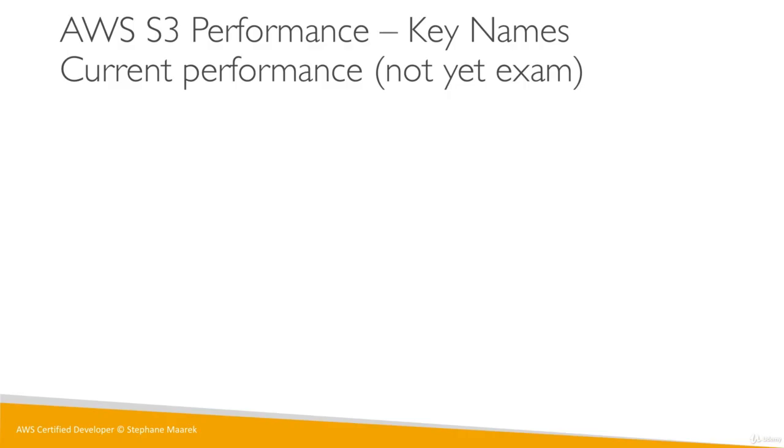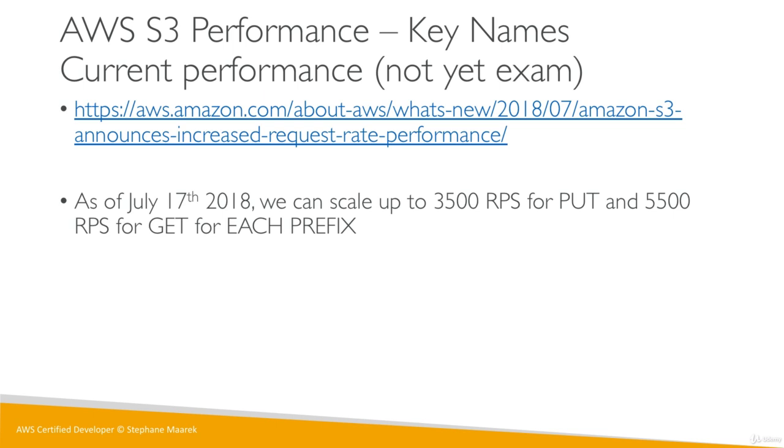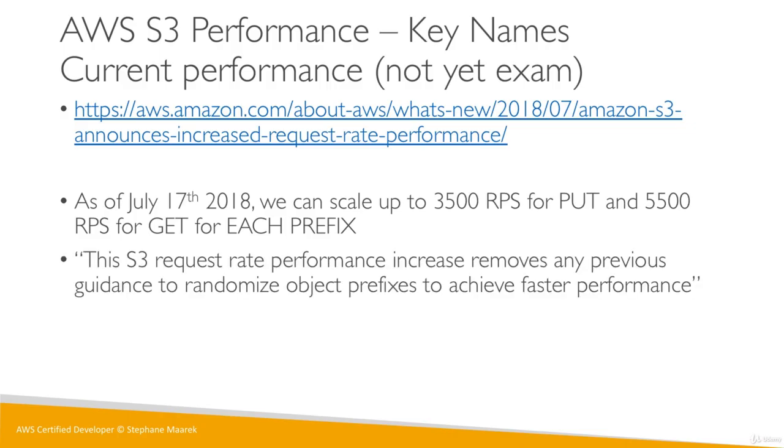Now there is the current state, but it's not yet in the exam. There's a blog you can read about it, but as of July 2018, you can scale up to 3,500 transactions per second for puts and 5,500 for gets for each prefix. So what that means is that you really don't need to randomize object prefixes anymore to achieve faster performance. This is exactly what the blog says.